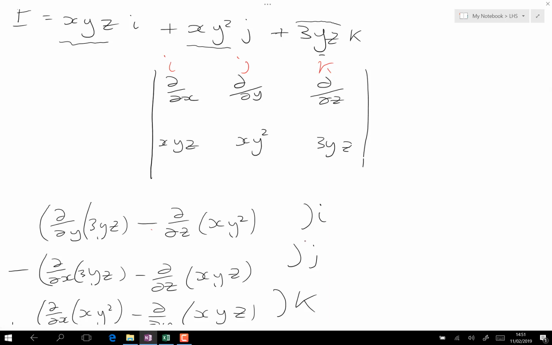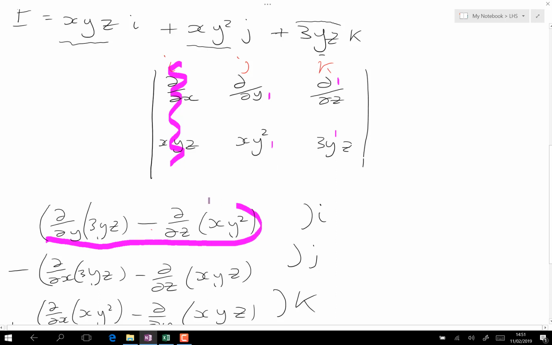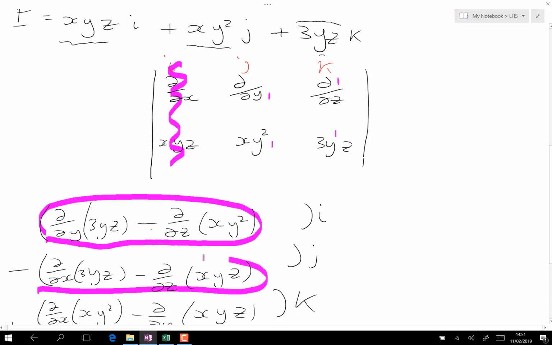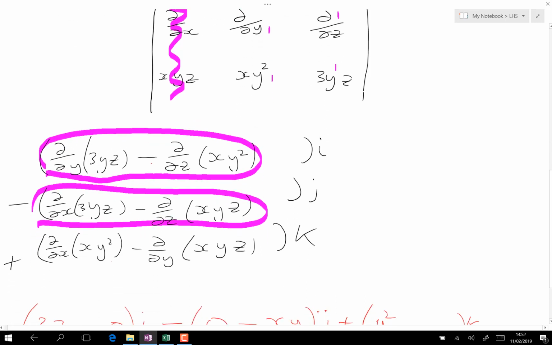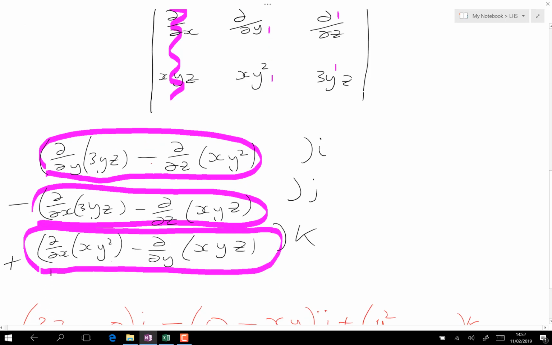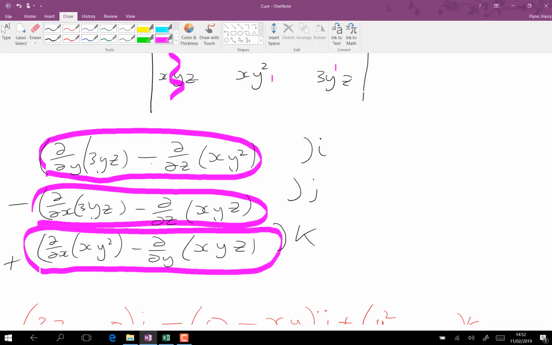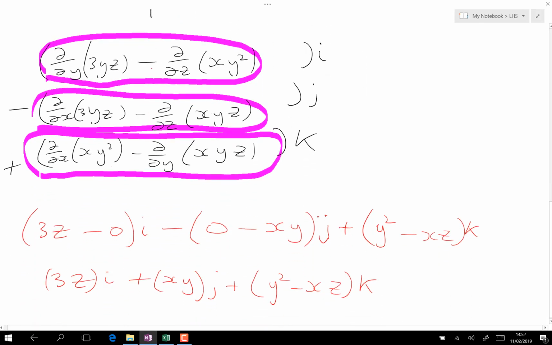So if we do that, and for example cover up this column here, we can see that we'd have partial derivative with respect to y of 3yz minus partial derivative with respect to z of xy squared, which is what we should find here. And if we were to cover up the j column, we should get this, and finally the k column that was covered up, and we did AD minus BC, we should get the following. Okay, so that seems fairly straightforward, certainly if you do one or two examples.